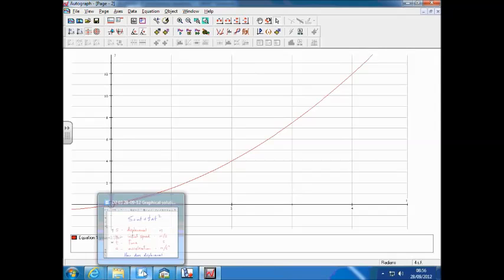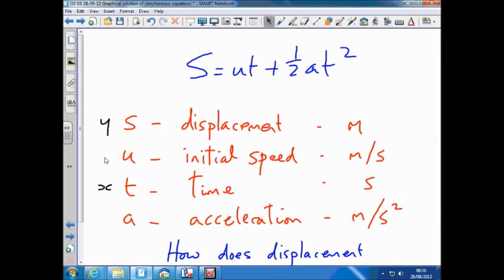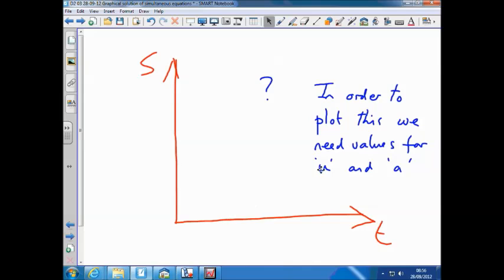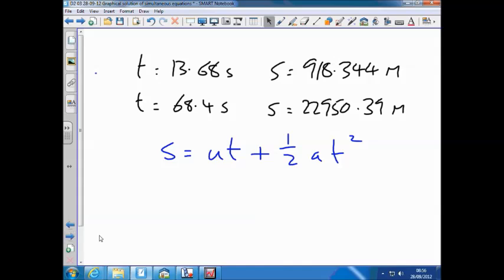So let's go back to here. In order to plot this, we need values for U and A. To be able to do it, we need some information. So imagine you were doing this in an engineering environment, and you did an experiment.